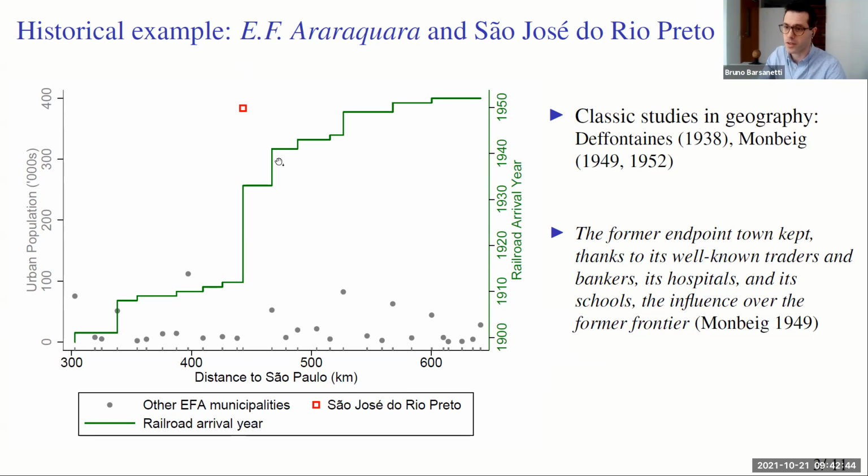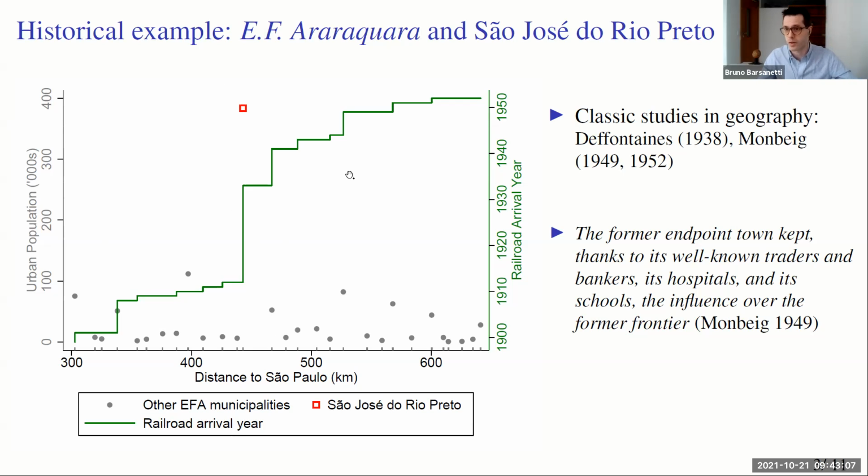this town spent 21 years as a railroad endpoint. And so let me point out two facts we see here in this graph. First, this town is today by far the largest along this railroad line. Second, if we look at the distance from São José do Rio Preto to the next town, this is also the largest we see along this railroad line.